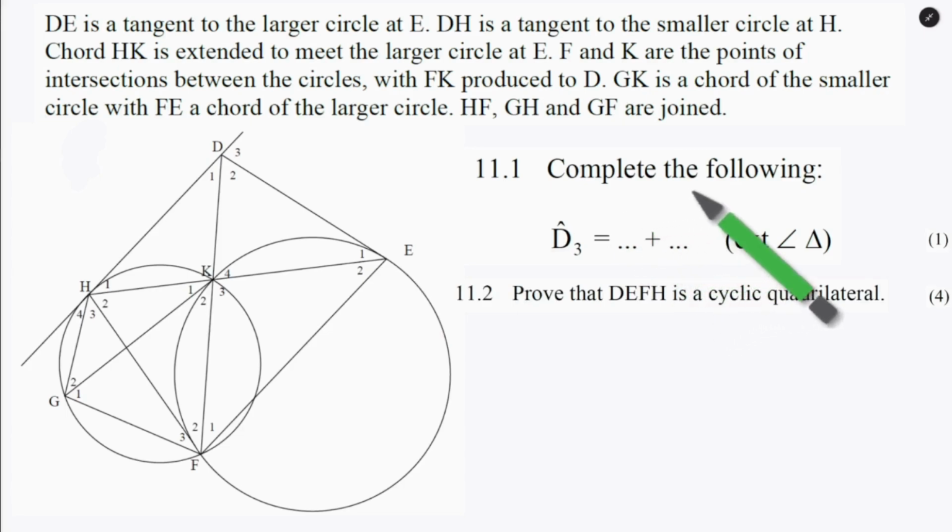And we need to start off by completing the following statement. D3 equals something plus something, exterior angle of triangle. So let's go have a look at D3 quickly.